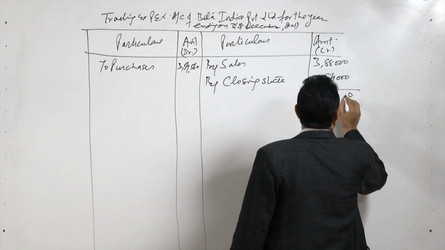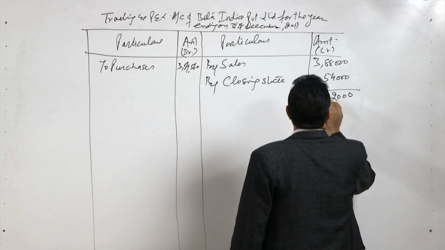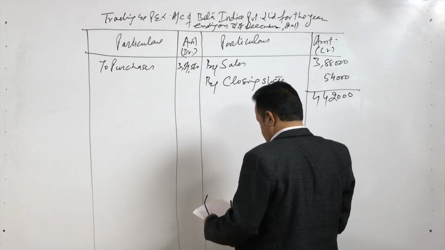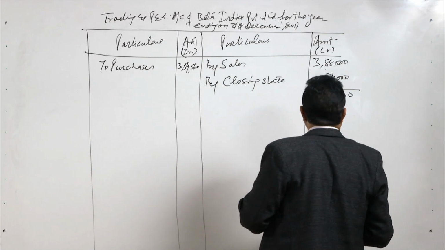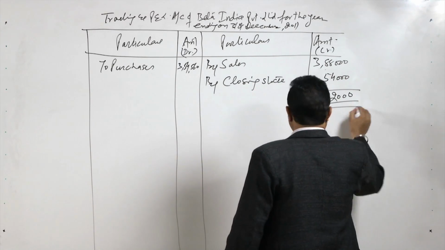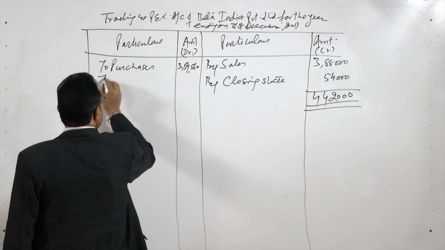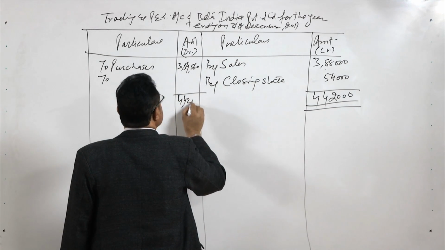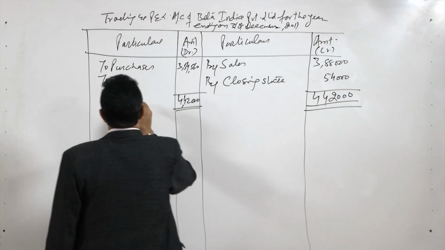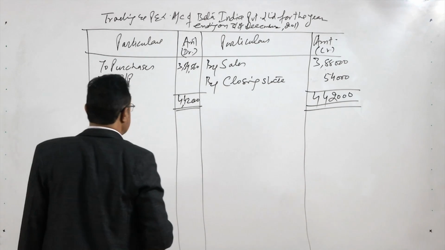So the total output is 4,42,000. We will have to close it by two lines, as there is nothing other than purchases. So we will have to find out the gross profit, and the difference of these will be the gross profit.